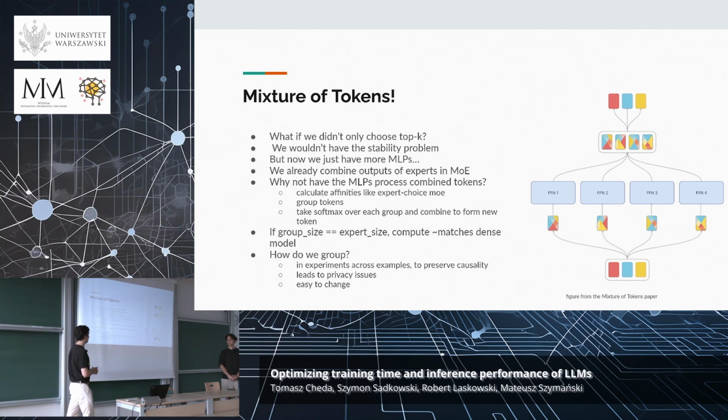Additionally, we will not be grouping over the whole batch dimension. We will be taking a subset of that and grouping within each subgroup. And because our compute reduction is actually determined by that group size, we can tune that group size, for example, to be equal to the expert size. So if we have 8 experts and combine 8 tokens into one before processing them, we get the same active parameters as for a regular dense model.